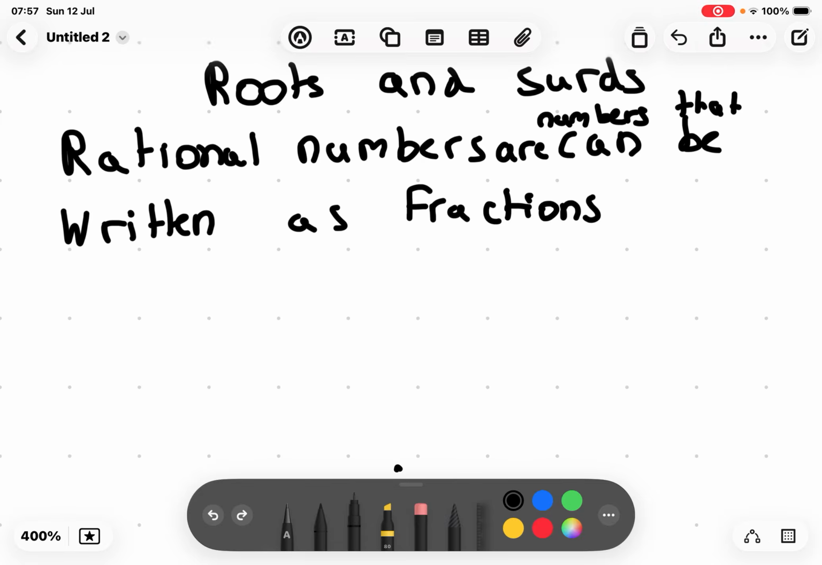For example, A can be 5 and B can be 10, right? Or even 0 is a rational number. However, B cannot be 0. That's the thing to understand, that the denominator can't be 0.